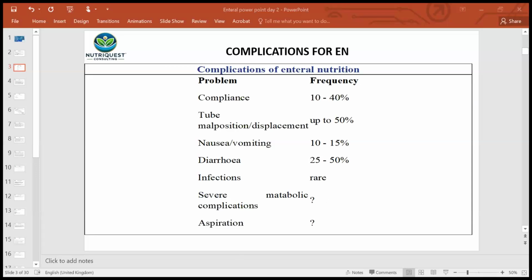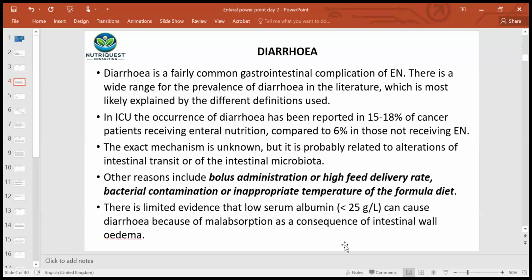Then moving on, let's start with diarrhea, quite a common complication of enteral nutrition. I hope we are following. If you are following, kindly let me know in the chat box so that we really catch up.